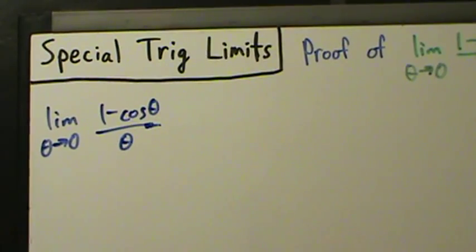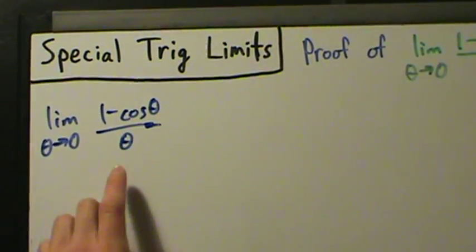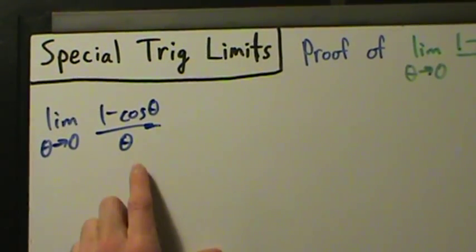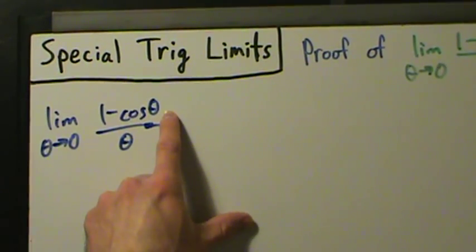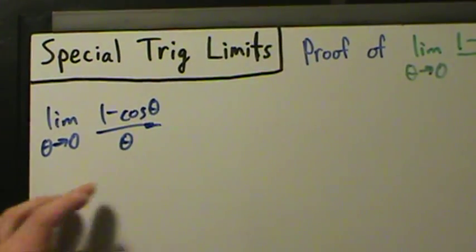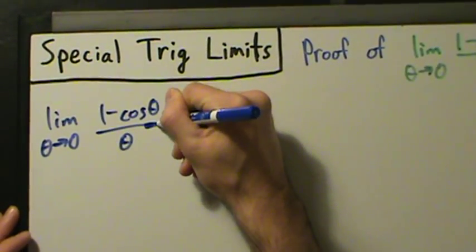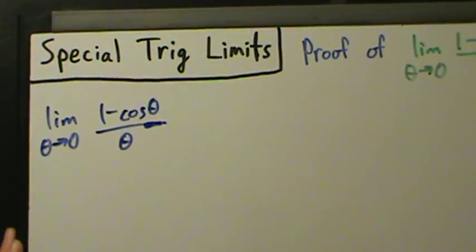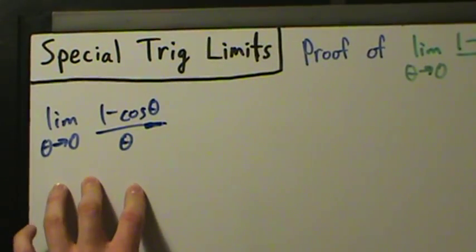Okay. So we can't do direct substitution. What happens? 1 minus cosine 0 divided by 0. Cosine of 0 is 1, so we have 1 minus 1, which is 0. So we end up with 0 divided by 0. And again, what that means is that you have to try something else. And in this case, what you would have to try is an algebraic manipulation.